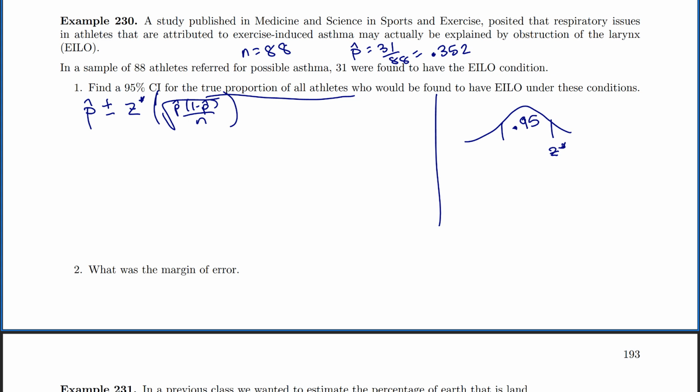So I'm going to say if there's 95% in the middle, then there's 0.025 in each tail, okay? Because there's 0.05 in both tails, which means if I divide that by 2, I get 0.025 in either tail. So in R, I need to figure out what has 0.025 area in the right tail.